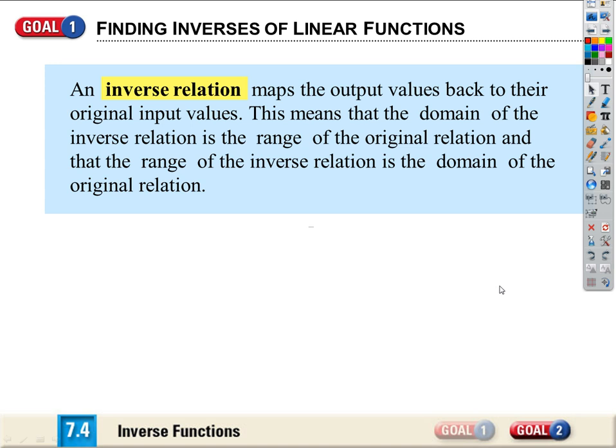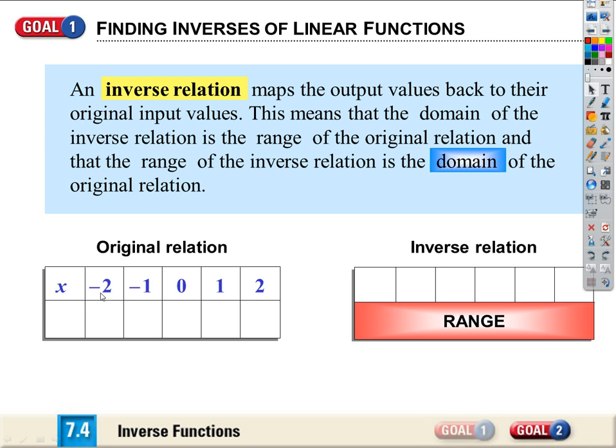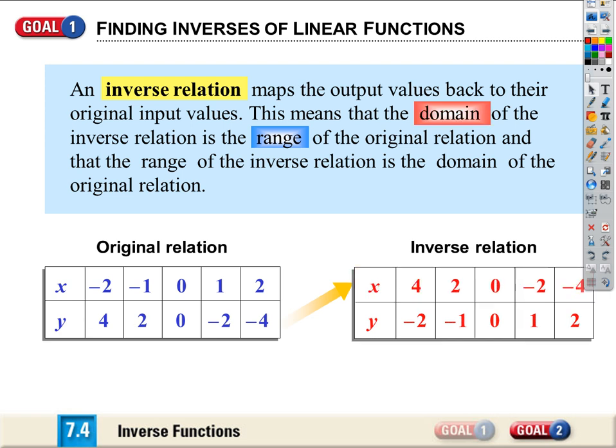For example, let's say I've got this original relation. My domain is this. I've got only 5 values of x in my domain. These 5 values, that's it. Then for the inverse relation, what used to be my domain, the values of x, becomes the range, the values of y. And my original range, the values of y in the original, become the values of x, the domain of the inverse. Okay, now watch what happens if I plot these graphs.